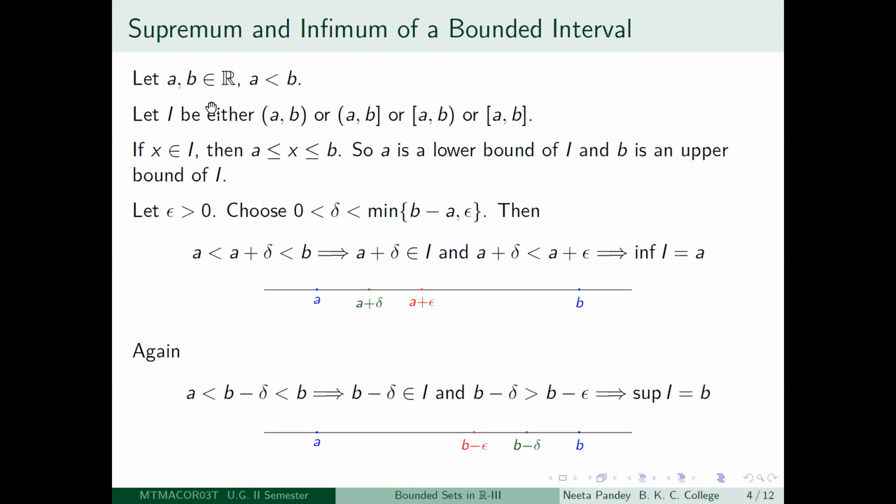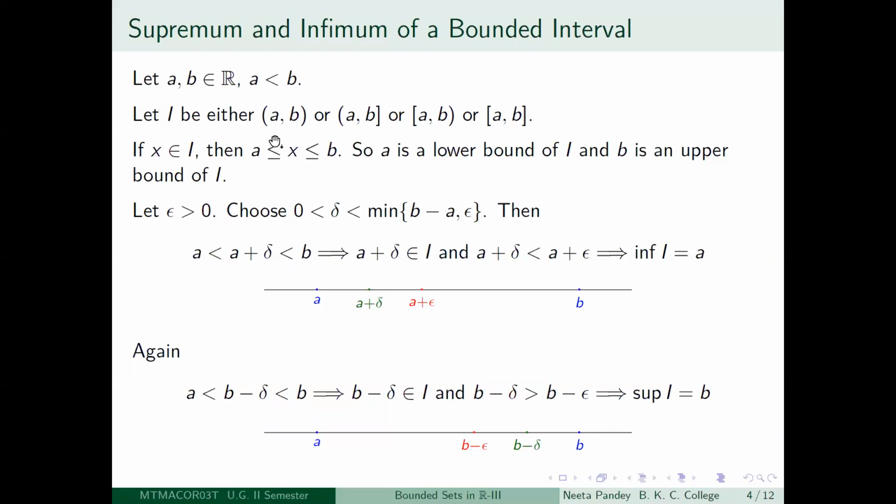Suppose I take any two real numbers a and b, where a is less than b, and suppose capital I is one of these four, that is open interval (a,b), semi-open interval (a,b], semi-closed interval if you like [a,b), and closed interval [a,b]. Then I want to say that this is a bounded interval. So why would that be true? If you take any x in I, then this is true for any of these.